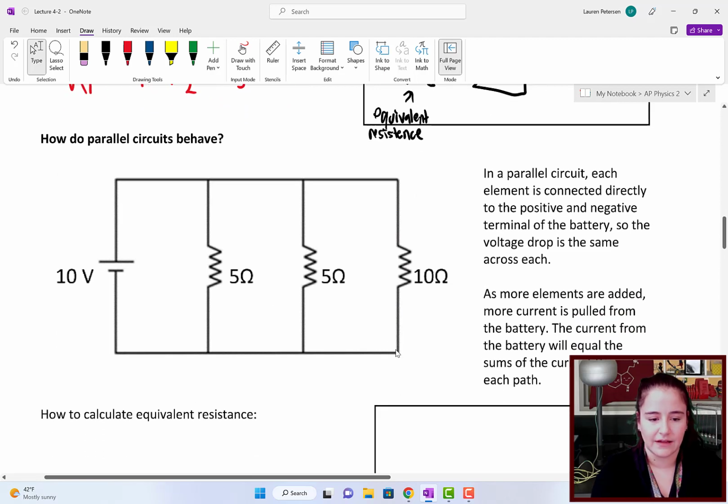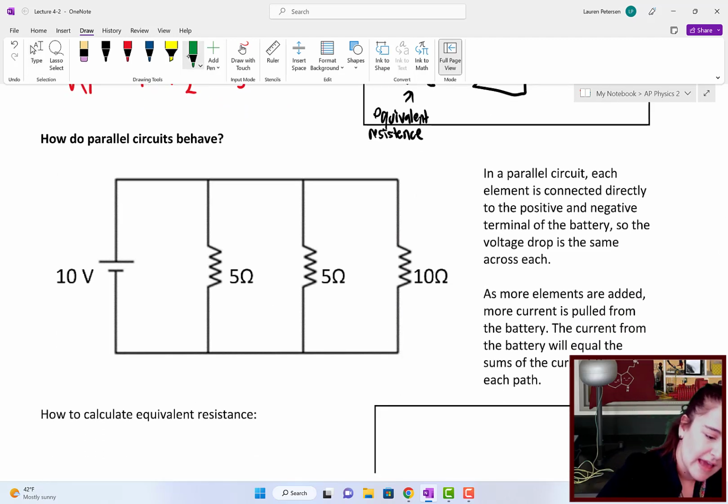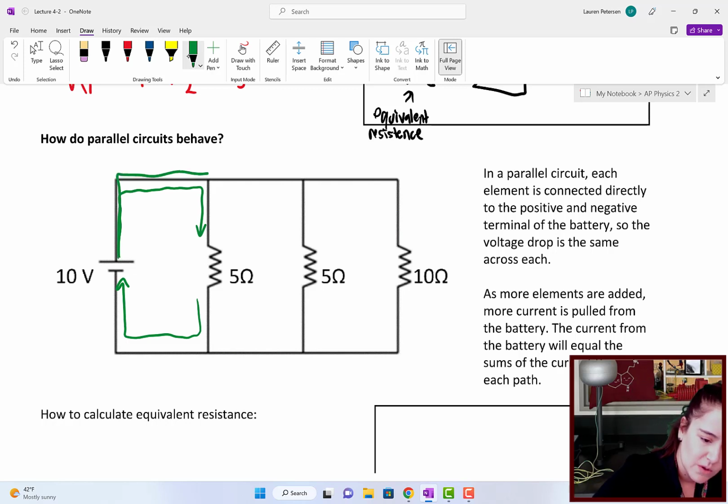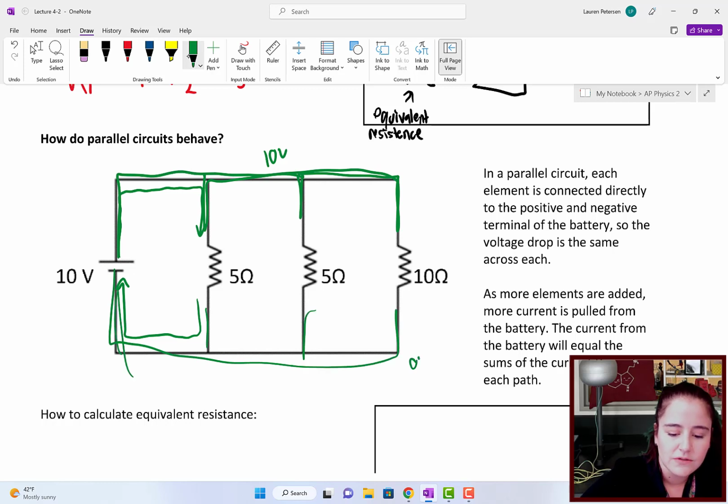In a parallel circuit, looking at this, each resistor is in a loop connected directly to the battery. If you remember that know your potential type thing, this whole wire is all connected, so it's all going to be at 10 volts. This other side is all connected to the negative terminal of the battery, so it's all going to be 0 volts. So the voltage drop across each resistor will be the same. They are all going to be that 10 volts.